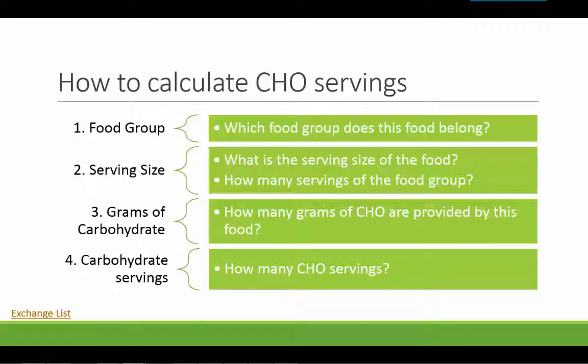Strawberry is a fruit. Next, we have to check the serving size of the food. We do that by using a diabetic exchange list, which is just a list of the serving sizes by food groups for diabetes. I provide an exchange list for you to use in the project. So with the exchange list, we are able to look up the serving size and determine how many servings of the food group this food represents.